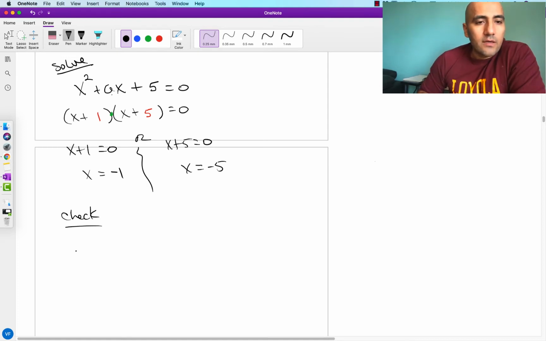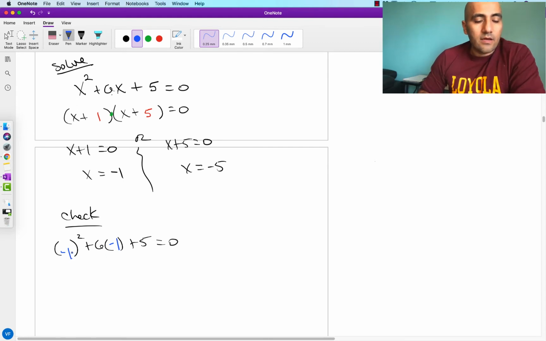Check. We have blank squared plus 6 times blank plus 5 equals 0. We can put a little negative 1 here and see if that's true. If we put a negative 1, we end up with 1 minus 6 plus 5 equals 0. And yep, that's true. So negative 1 definitely works.